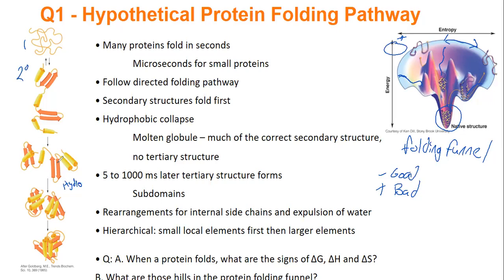So just to connect this idea of folding proteins with our discussion of free energy, if we're thinking about folding a protein, what are the signs of delta G, delta H, and delta S? Who can remember what those terms are all the way back from chapter 1 and how that relates to how a protein folds?